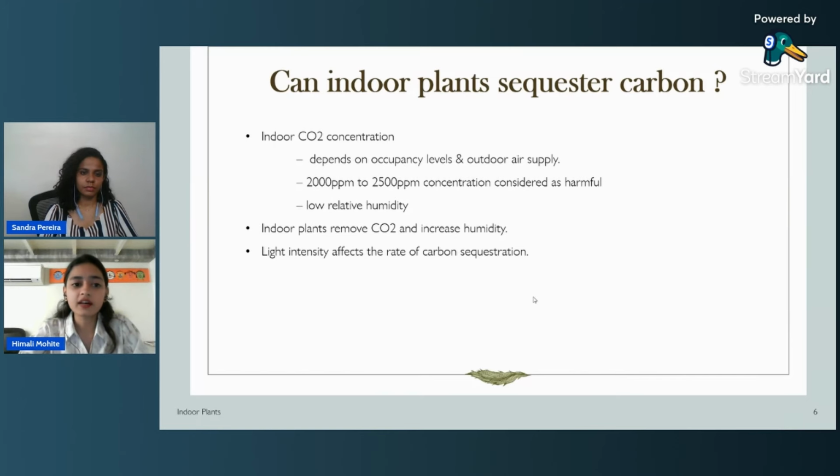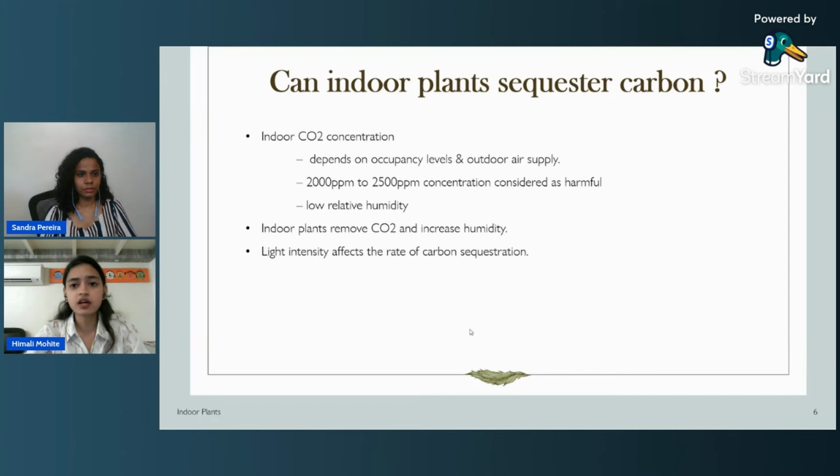So what is the concept is indoor CO2 concentration. It depends on two factors: occupancy level and the outdoor air supply. Occupancy level means how much the room is occupied, and outdoor air supply means how much is the ventilation in that room. So suppose we take an example of an office.